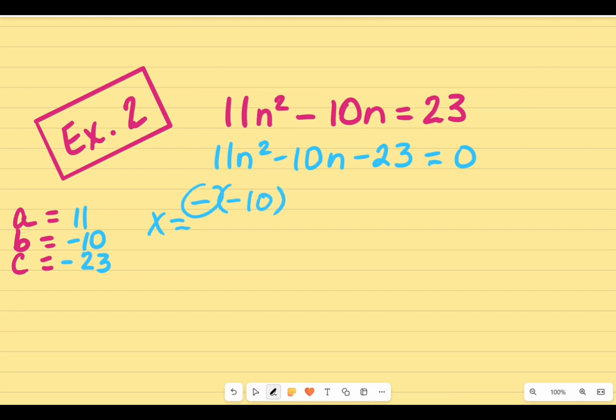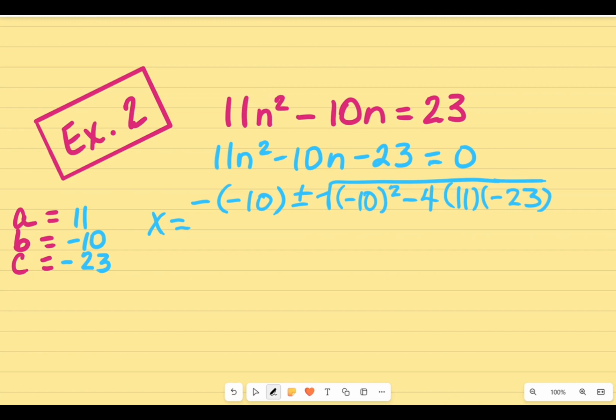This is part of the formula, but B itself is a negative. Don't forget the plus or the minus. Square root, whatever I just said B is here, guess what? It's going to be the same thing here. But this one is squared because the formula says B squared minus 4. And then I'm looking for A, which is 11, and times C, which is negative 23. All of this is divided by 2 times A, which is 11.